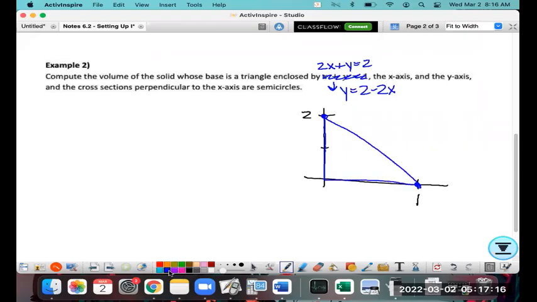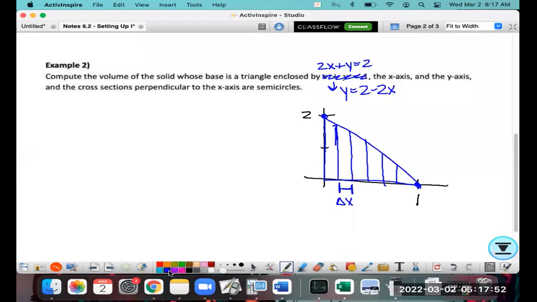Okay, so that is the base of our solid, the function 2x plus y equals 2, and the x-axis and y-axis bound that entire thing. Go ahead and draw the cross sections in. It says that they are perpendicular to the x-axis, so they should be intersecting that x-axis. And I'm going to label those delta x because we have tiny little widths that are measured with x values.